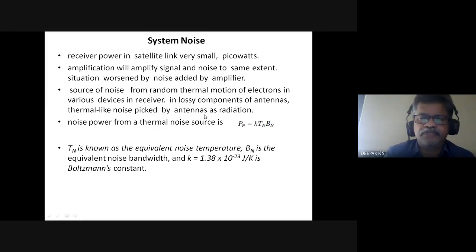So noise becomes very important, and this noise power from a thermal noise source is given by this expression. So this N subscript denotes the noise. So the power of the noise is the Boltzmann constant times the equivalent noise temperature, Tn, times the equivalent noise bandwidth, Bn, and K is the Boltzmann constant. This is the expression for noise power. Thermal noise, basic noise, is present everywhere.